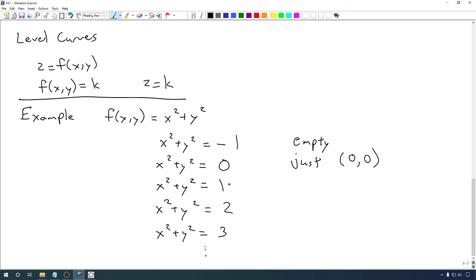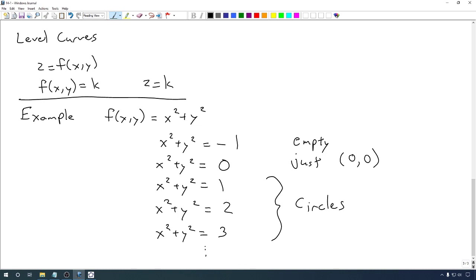Now, of course, from that point on, we do recognize what these equations give. X squared plus y squared equals 1 is the unit circle. X squared plus y squared equals 2 is also a circle with a radius of square root of 2. Then we have square root of 3, and so on and so forth. These are all circles, specifically circles around the origin.